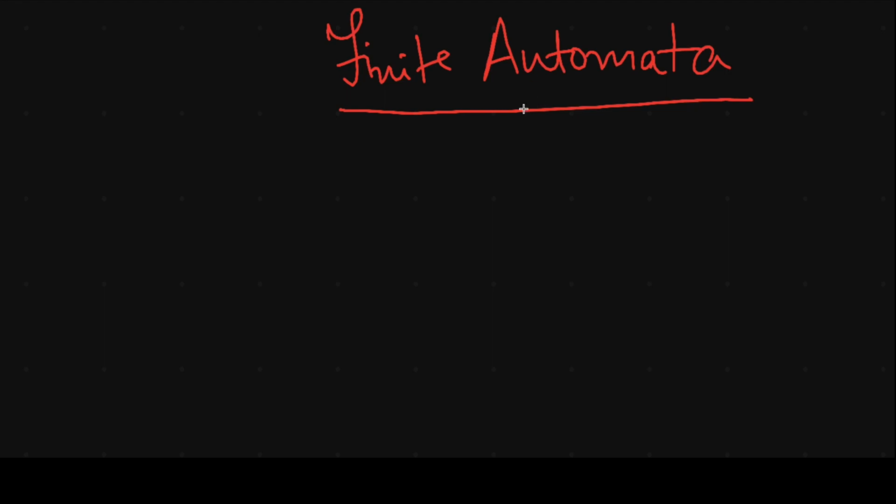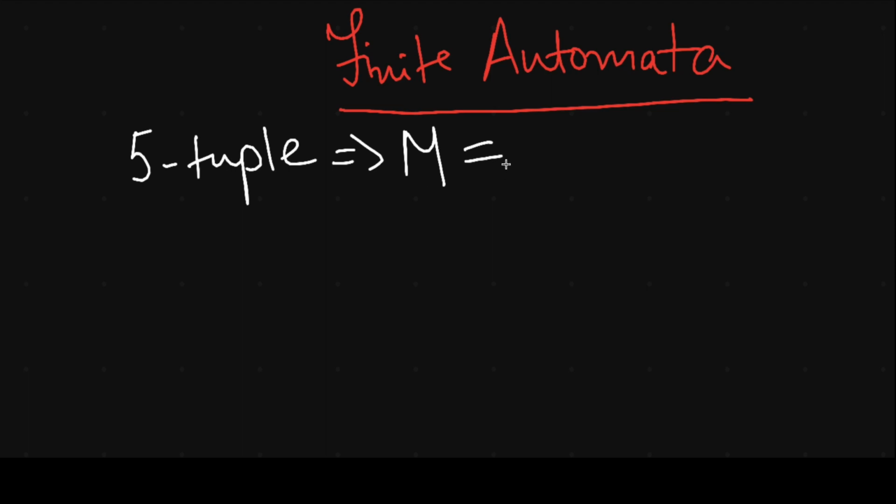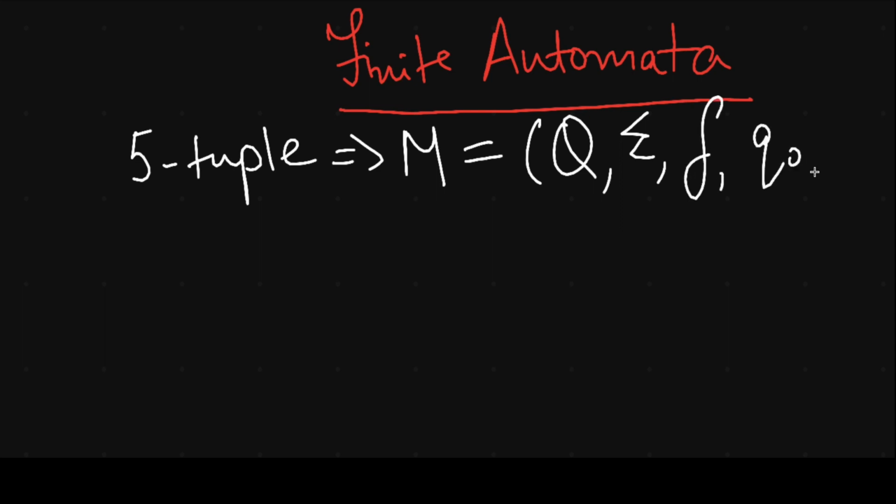In this video we will start with the main topics of theory of computation. The first one is finite automata. So what is a finite automata? A finite automata is made up of five tuples, denoted as M. The five tuples are Q, sigma, delta, q naught and F. We will study each of them in detail.